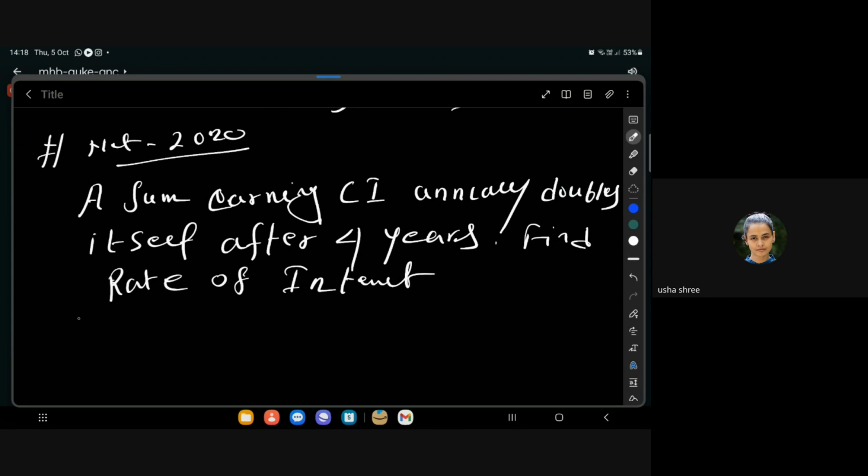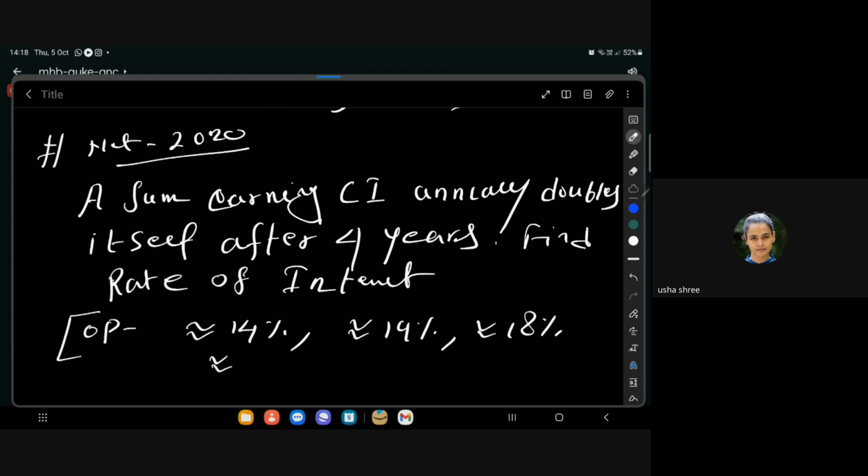Achha, the options are approximately 14%, 19%, 18%, or 15%. It may not be exactly 14, but it will be close to 14, 19, 18, 15. That's why they have used this sign. Sometimes they use this sign in your options.